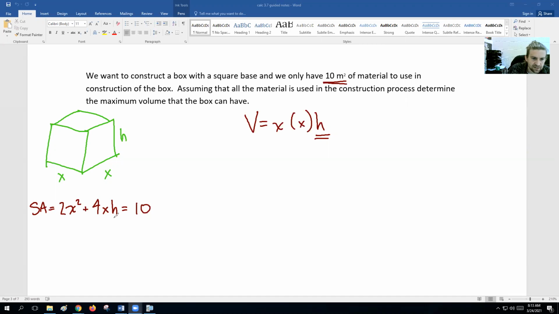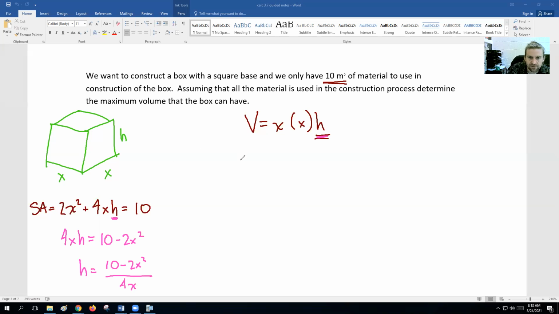All right, so can we get this h by itself so then we can plug it in over here? So that means 4x times h would equal 10 minus 2x squared. So the height would be (10 minus 2x squared) over 4x. We could probably reduce that, but let's just leave it like that.